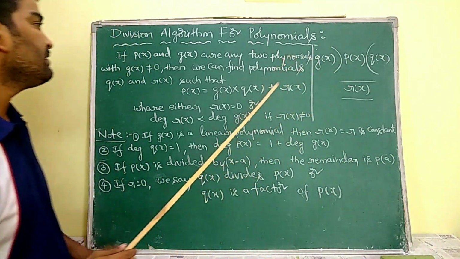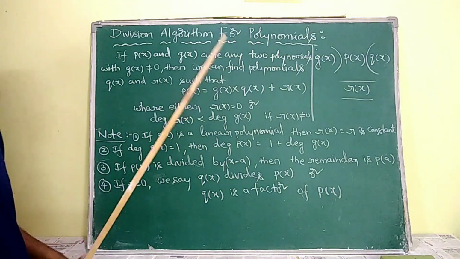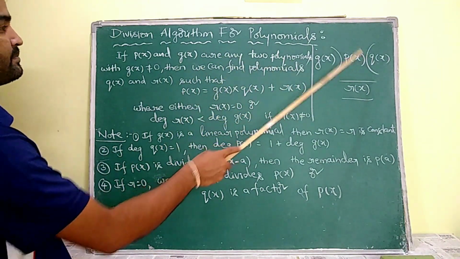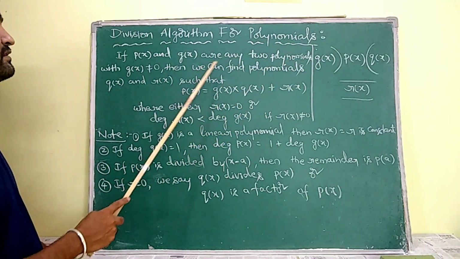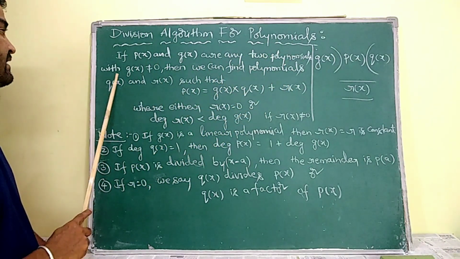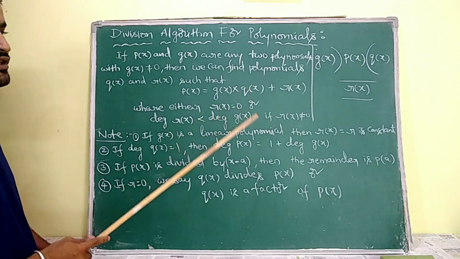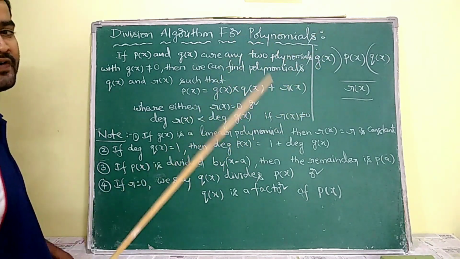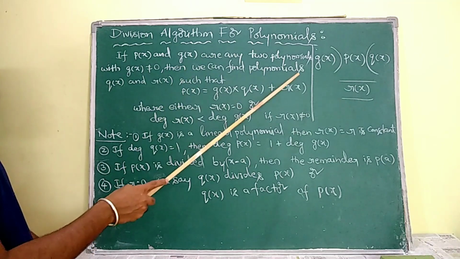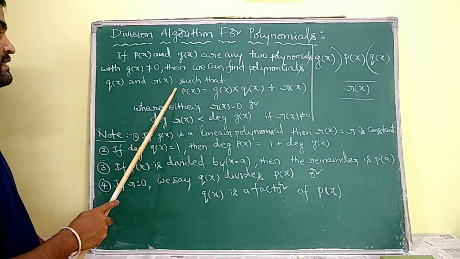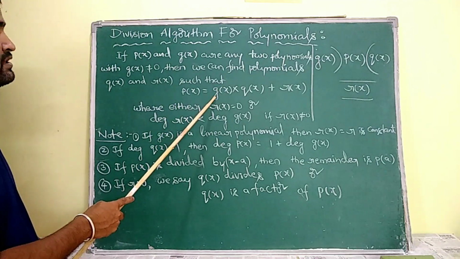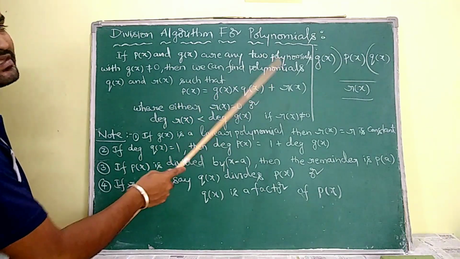Then we have to write the detailed explanation of the division algorithm. If p of x and g of x are two polynomials where g of x is not equal to 0, why? Because we are dividing with g of x, then we can find the polynomials q of x and r of x such that p of x is equal to g of x into q of x plus r of x.